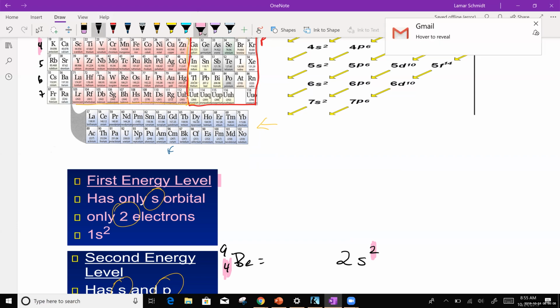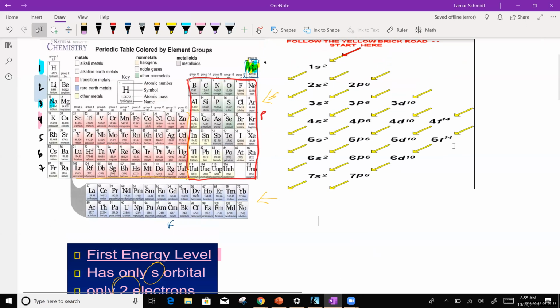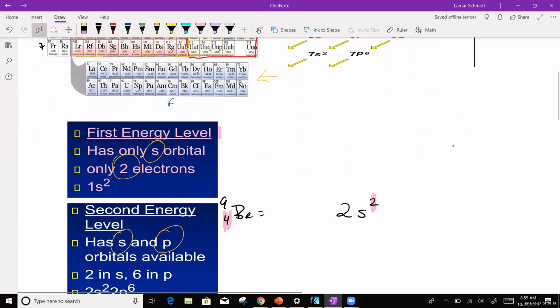So we can't say that's the complete configuration because it's only accounting for 2, and there's 4. So we have to account for those electrons in energy level 1. And so what we have to do is go back and write the configuration for this hydrogen and helium. And so what you would get is 1s2 and then 2s2. Now if I count all my electrons, I have 4 electrons and I have 4 protons.